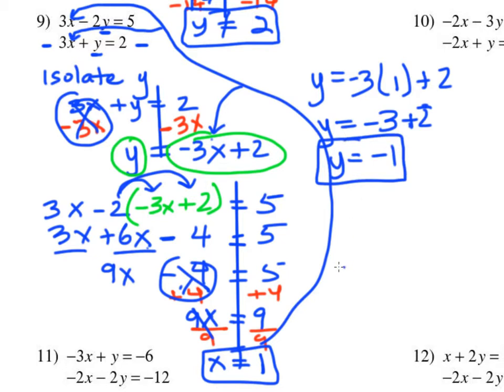So our solution, we think the point where these two cross is x is 1 and y is negative 1. This is my solution, 1, negative 1. All right, we won't check this time. Let's just do one more here, get all the odds out of the way.